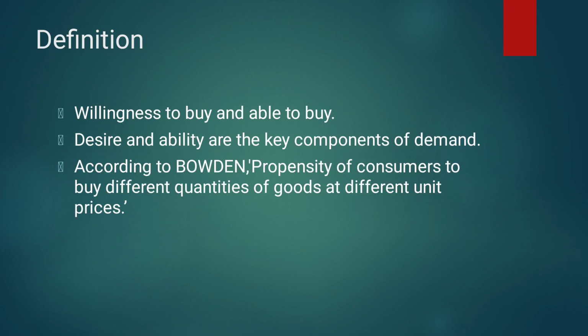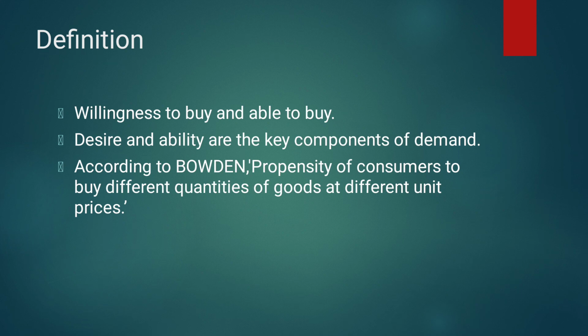Now let us see the definition of demand. Demand normally means the desire or willingness for a good. But in economics, simple desire or willingness for a good alone may not represent demand. Apart from the desire or willingness, consumers should be able to buy the goods. Thus, desire and ability to buy are the two key components of demand. Therefore, demand is willingness of consumer to buy and ability to buy.